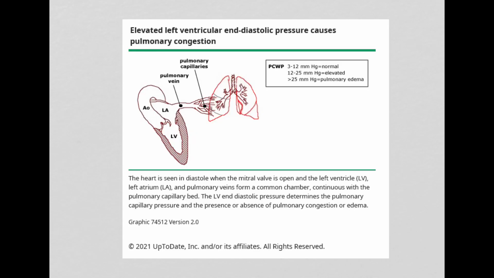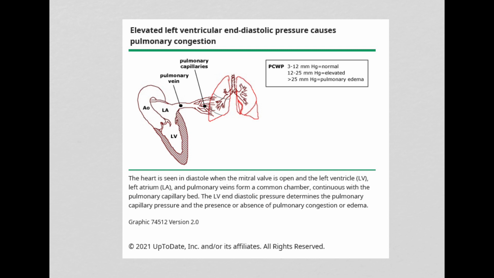Here is a schematic that I found from UpToDate. It has the left heart on the opposite side of the lungs than I have it in my little drawing. But you can see that the left ventricle, the left atrium, the pulmonary vein, and the pulmonary capillaries are all a common chamber when the mitral valve is open and the left ventricle is filling. You can see that normally the pulmonary capillary pressure is very low compared to systolic blood pressure.